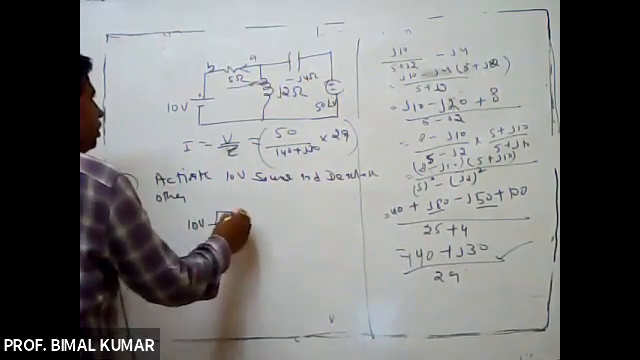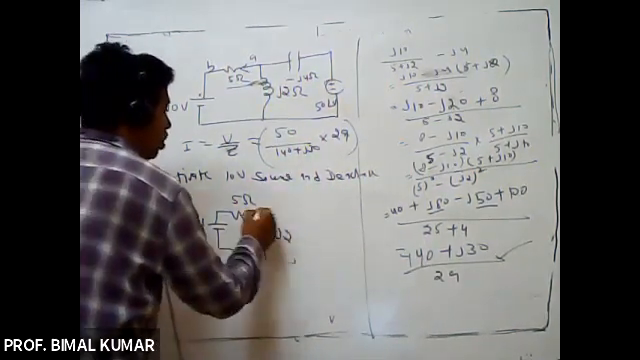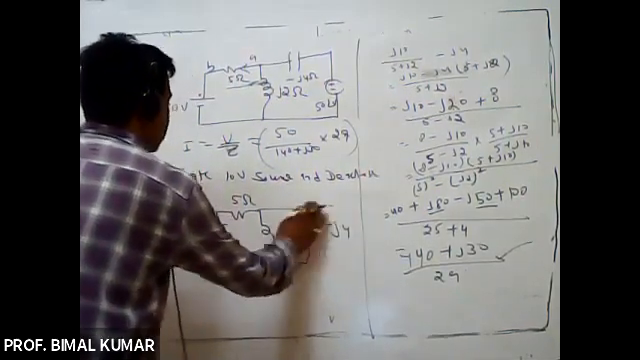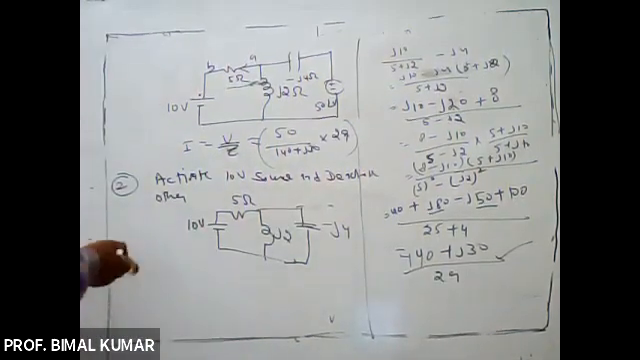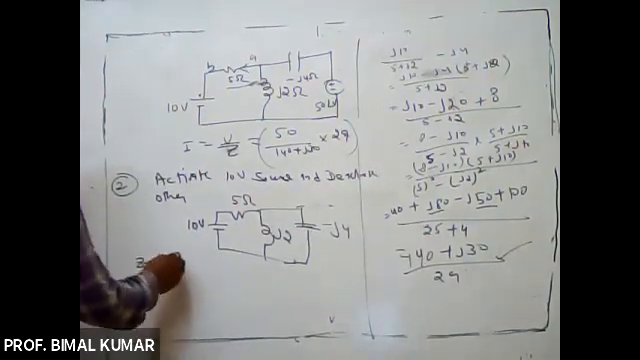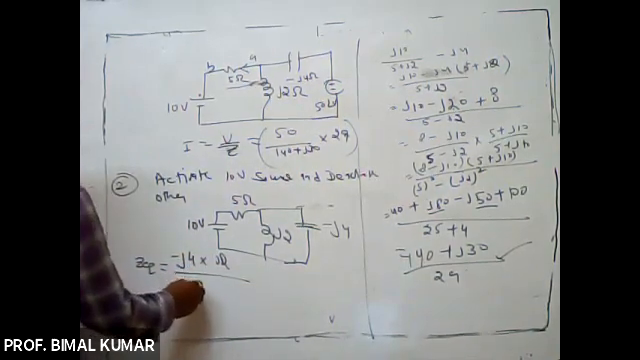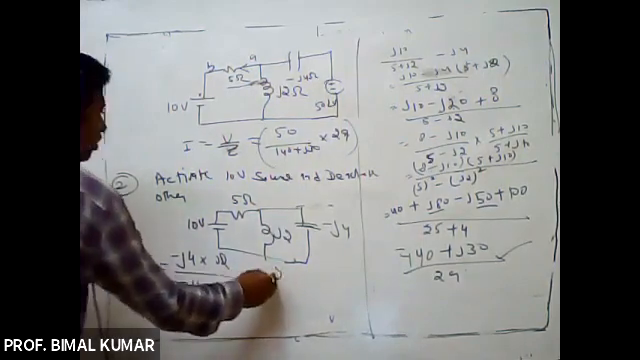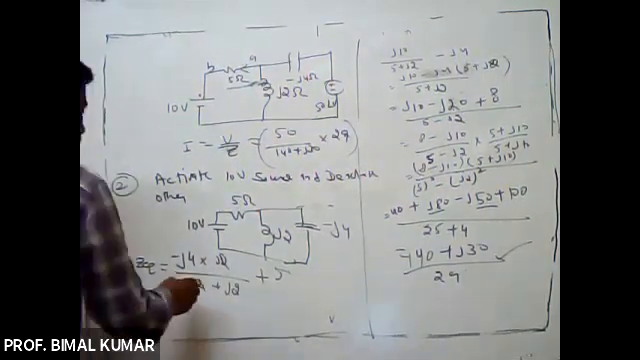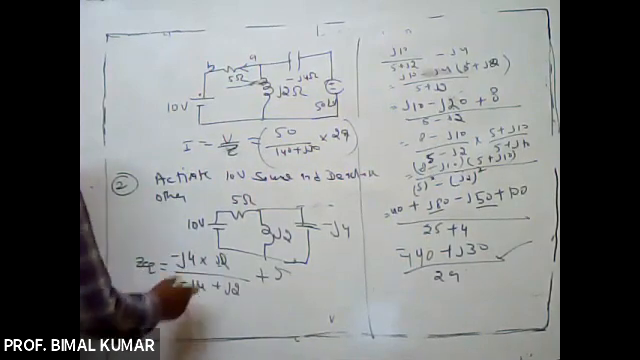So this circuit will become, this is your 10 volt, here it is 5 ohm, j2, and here it will be minus j4, right? So you may calculate Z equivalent across the 10 volt source. So that will be Z equivalent is equal to minus j4 into j2 divided by minus j4 plus j2, plus 5. This is in parallel and this combination is in series with 5. So this will become minus into minus j into j, minus 1, minus, plus 4 into 2, 8.